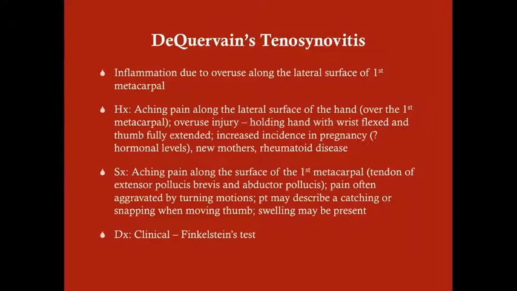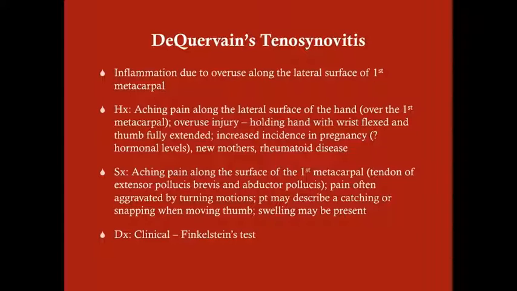Okay, DeQuervain's Tenosynovitis. DeQuervain's Tenosynovitis is an overuse injury. It's caused by inflammation on the lateral surface of the first metacarpal. So what is the lateral surface of the first metacarpal? Think anatomic position, palms facing out. First metacarpal is your thumb. So the lateral surface would be the lateral part of your thumb and first metacarpal. So that surface of your hand.